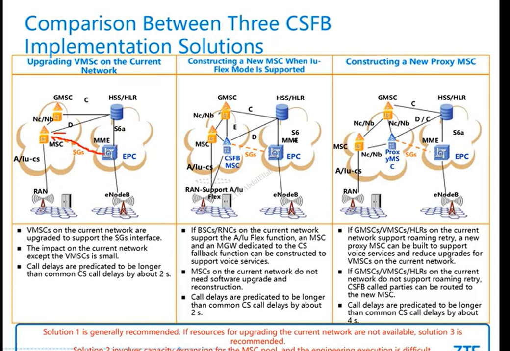And the second solution, we can deploy a new MSE just for the CS fallback. That means when the 4G EPC sets up a call, it falls back through the SGS interface to the new MSE for the call. Then the new MSE communicates with the original MSE to find the called UE. So in this way, the call delay will be more than the first solution, normally more than 2 seconds.